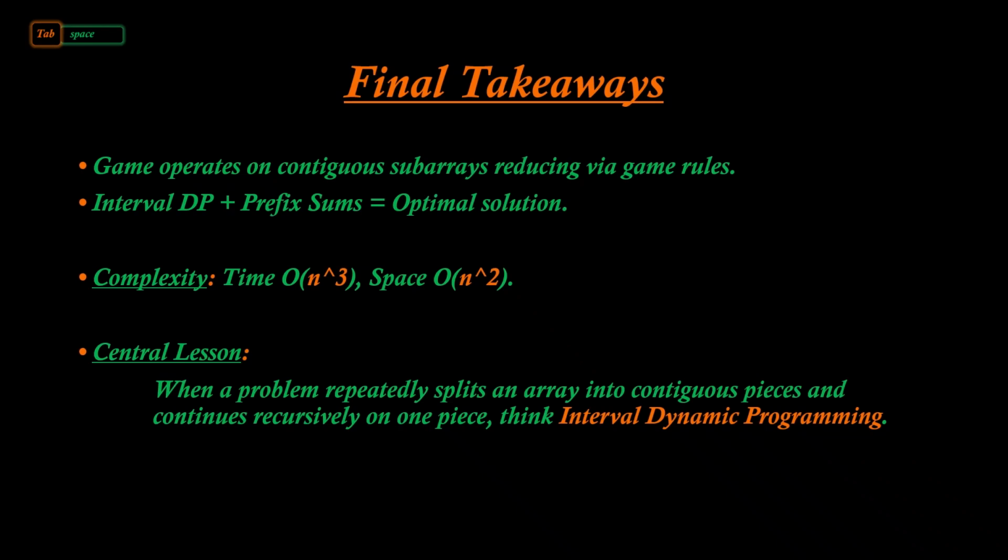Prefix sums allow us to calculate range sums in constant time. The resulting algorithm has O(n^3) time complexity and O(n^2) space complexity. The broader lesson is even more valuable than this particular problem. When a recursive problem repeatedly works on smaller contiguous ranges, look for an interval DP formulation. Once the correct state is identified, the complicated game can often be transformed into a systematic and efficient dynamic programming solution.